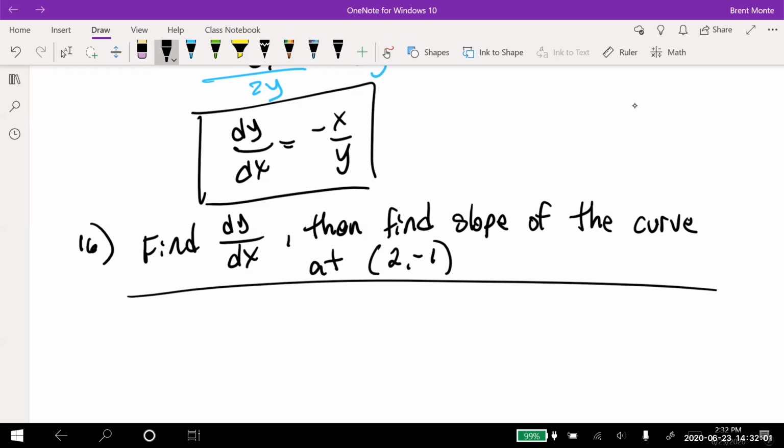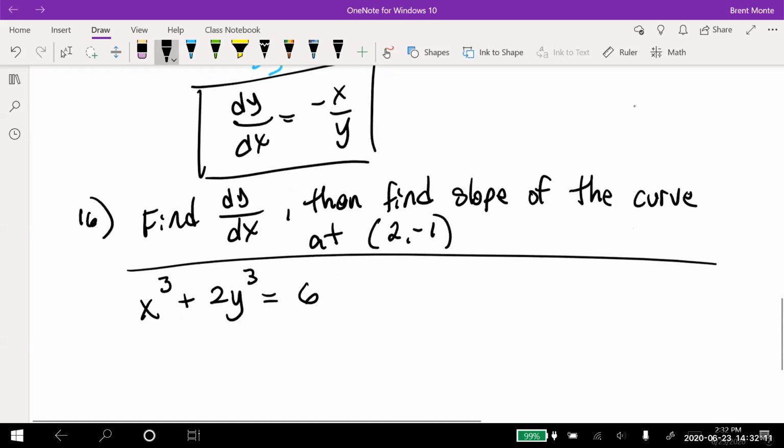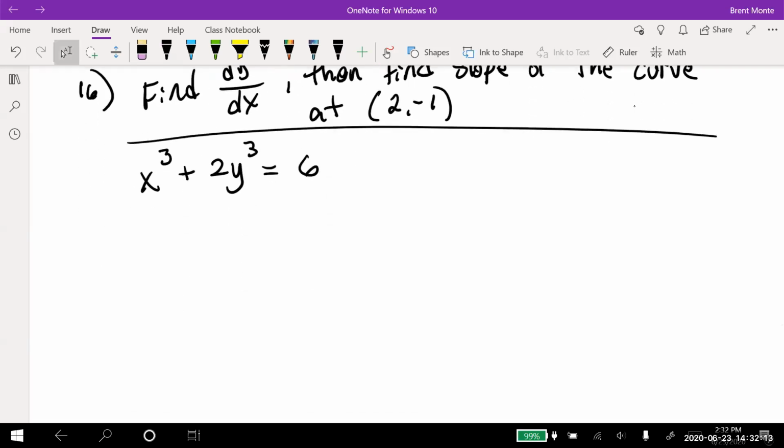The function they give us, x cubed plus 2y cubed equals 6. So we do the same thing. We take the derivative with respect to x on both sides. Now, if you want to, I often, instead of rewriting the whole problem, we'll just do it this way. You're welcome to rewrite the problem, but we can still see what the original problem is. Since I have a different colored pen, I'm not afraid to do that.